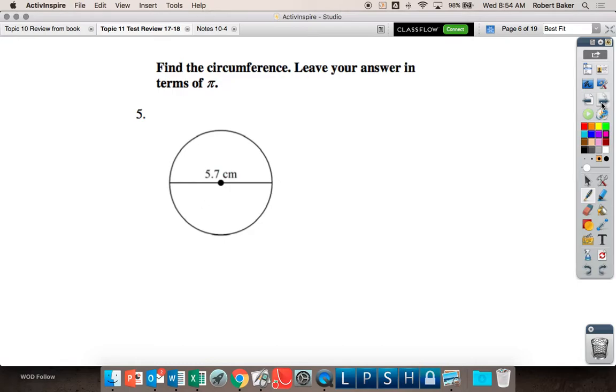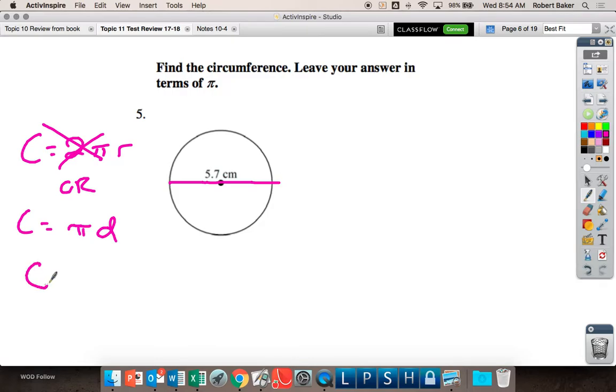So, for finding the circumference, we have two formulas we can use. Circumference equals 2 pi r, or the circumference equals pi d. Which one are we going to use? 2 pi r or pi d? So we're not going to use this one because they give us a diameter. So to calculate the circumference, you have to do c equals pi times 5.7. Multiply that out, and you get your circumference. 5.7 pi. That's it. That's the answer.